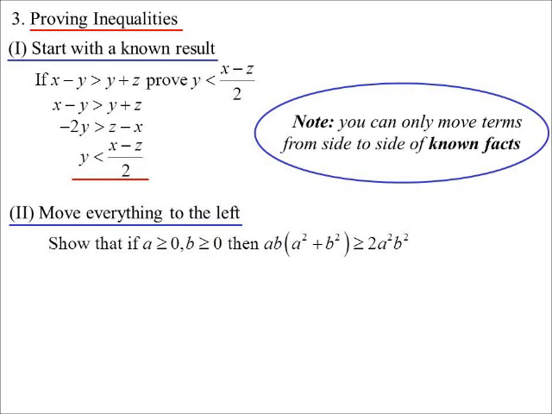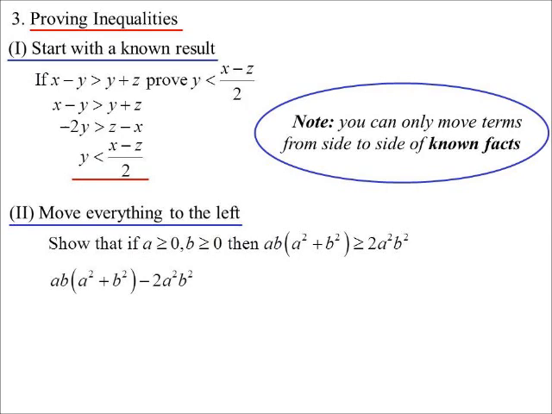Now, we're told that A is a positive number for this, or 0. B is a positive number, or 0. We're going to prove that AB outside of A squared plus B squared is always greater than or equal to 2A squared B squared. So you sort of look at that and you go, oh geez, start with a known result. Well, all I know is A and B are positive. That really doesn't get me that far.